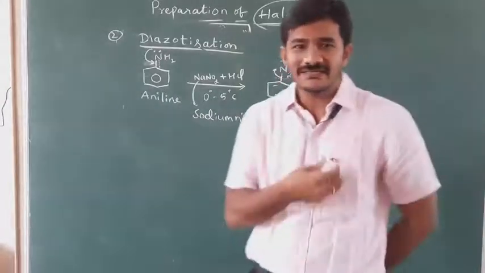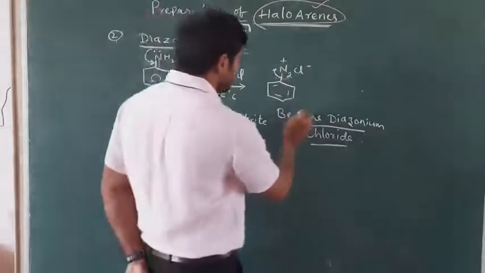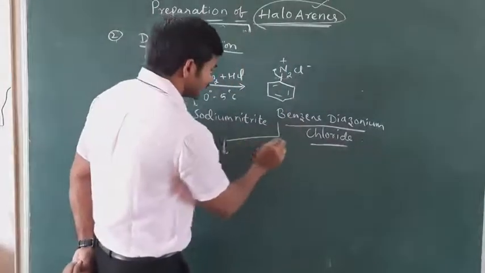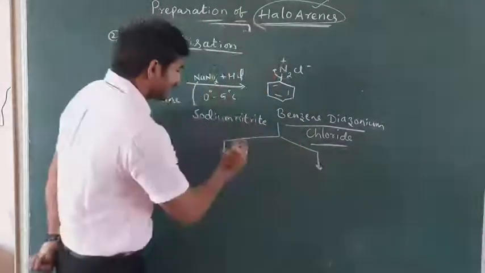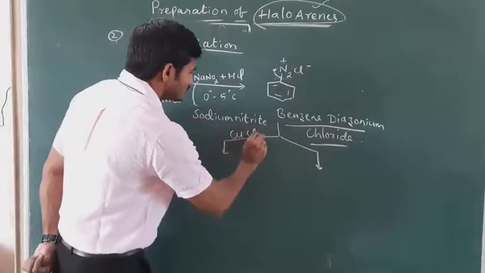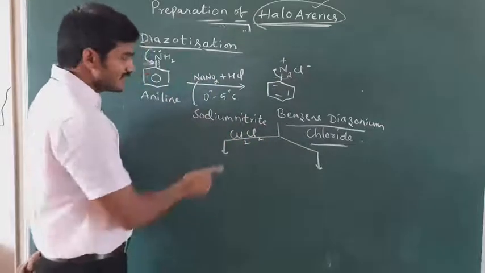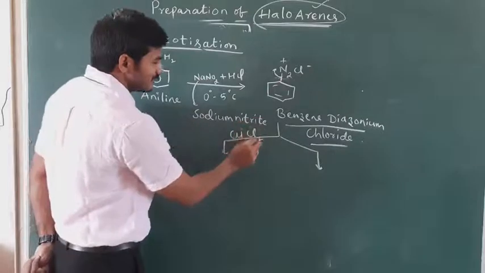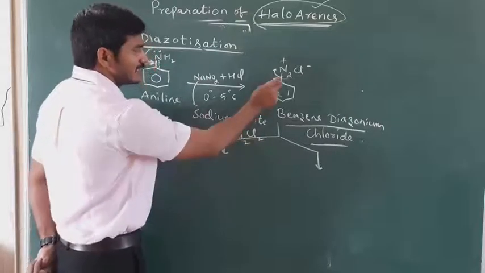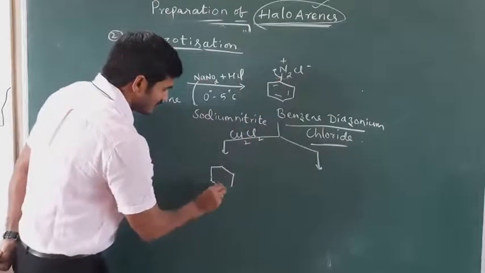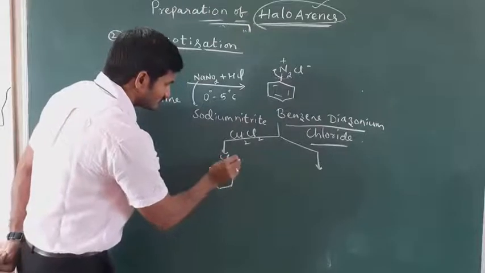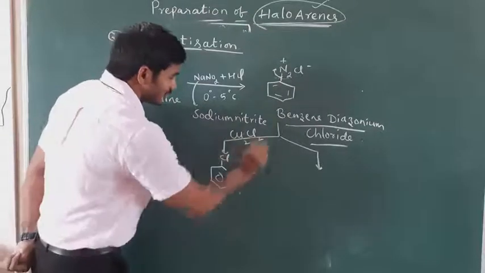Once we break the C-N bond, we can substitute different types of reagents. Here I can add Cu2Cl2. When I add Cu2Cl2, the Cl minus, the negative part, will be substituted here, which means I will get chlorobenzene. The byproduct is N2 gas.